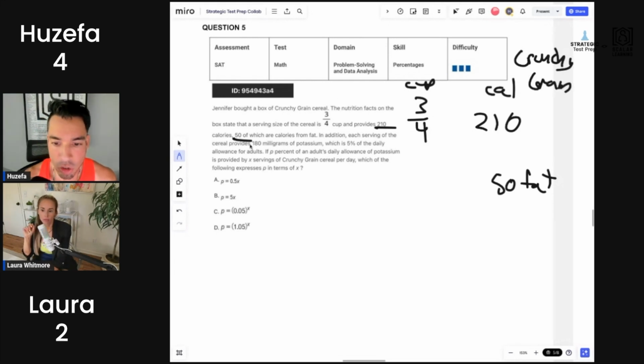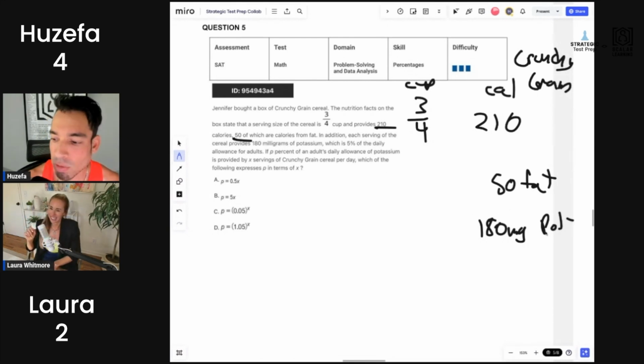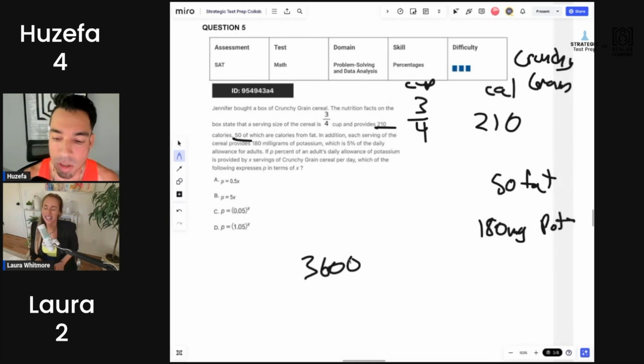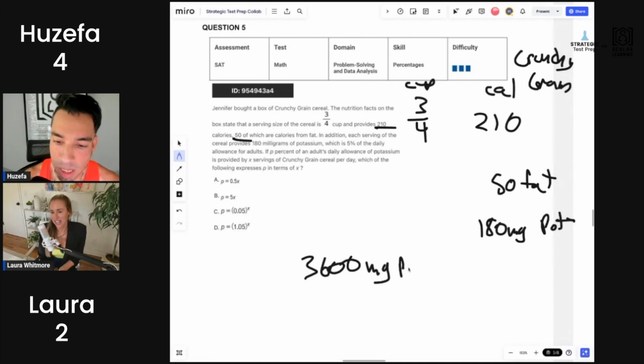And in addition, each serving provides 180 milligrams of potassium. Oh my God, so much stuff. Okay. And then, which is 5% of the daily allowance for adults. So what if that's 5%? If I multiply this by 20, I'll get the full amount, which is 3,600, I guess. Nice. So 3,600 milligrams of potassium for the daily amount.